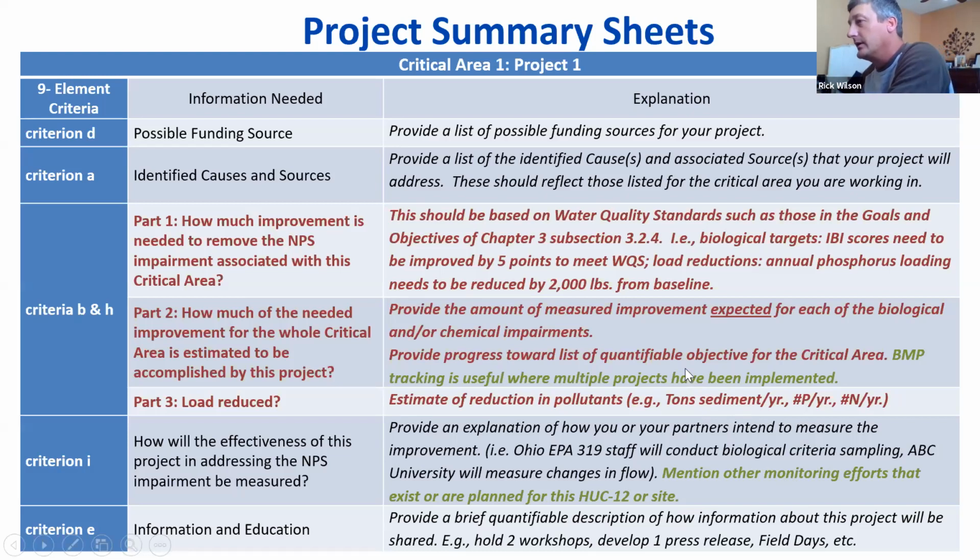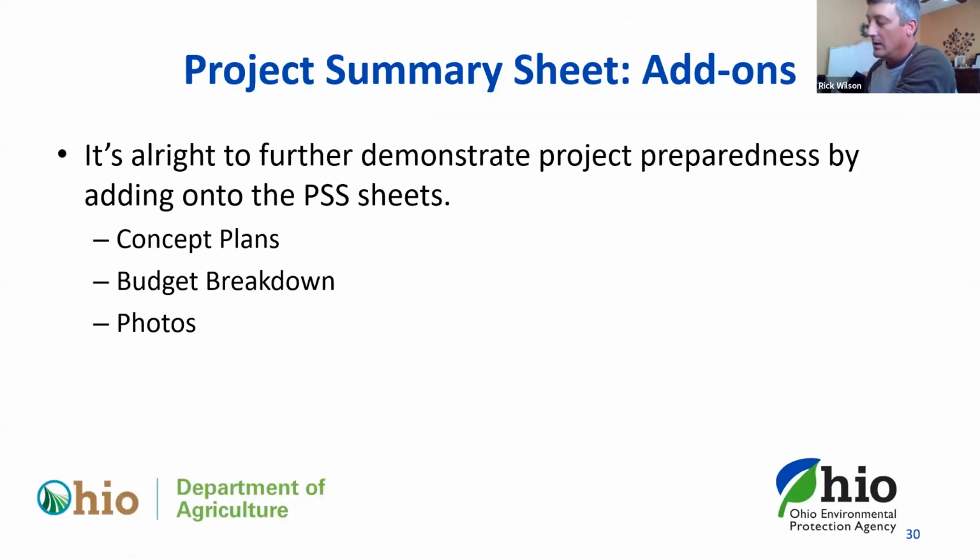Education and information. It should be quantifiable: how is information about this project going to be shared? That's a part of every 319 project. How are we doing here? 11:18, I'm getting there. All right, project summary sheets.